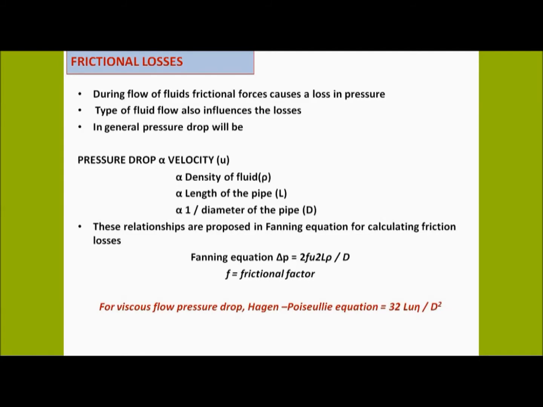suppose you are using a viscous fluid, then we use the Hagen-Poiseuille equation. As per the Hagen-Poiseuille equation, the pressure drop is equal to 32 L mu, this is eta, times the velocity, divided by d square. So everything is here only: the length, the velocity, this is the frictional drop, and this is the diameter.